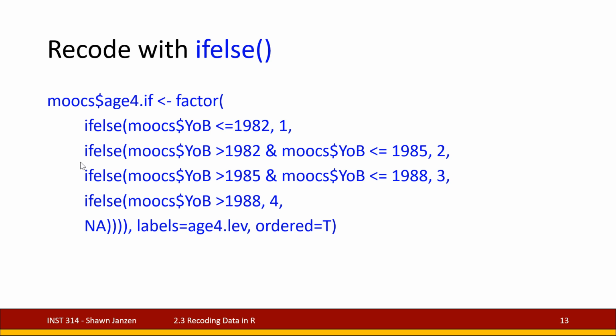So if it goes through all of these years of birth and they don't match up to anything that's there, then you're going to become a missing value. At that point, you were probably a missing value already if this was the case, but that's just my safety measure. And then I do my comma. So I'm outside of my if-else's and I'm inside my factor function. This is all nested into. And I say, make the labels equal to age4.lev, which we'd already stored, and make this ordered.